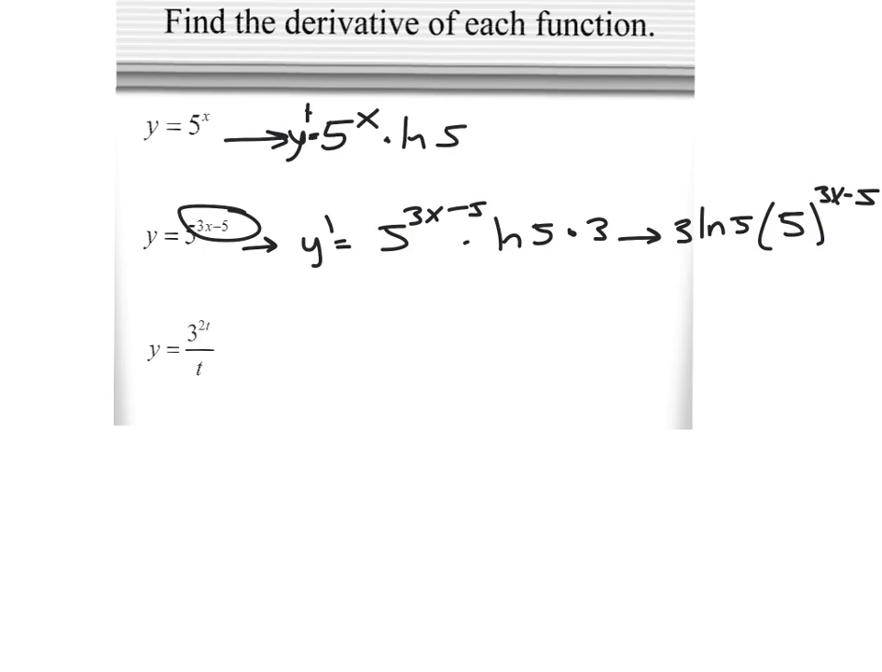Okay. The third one, you have to use the quotient rule. So try it. Refresh your memory a little bit. When you're done, I'll have it for you.